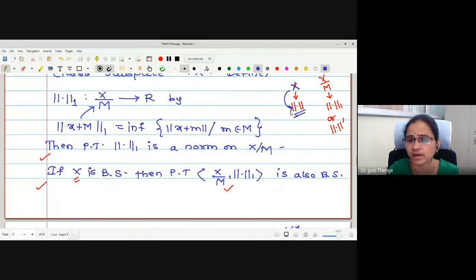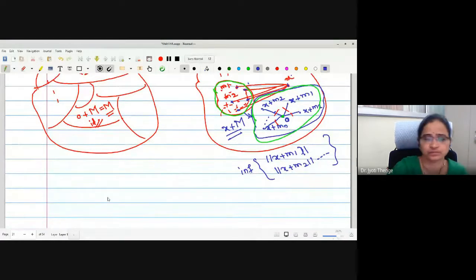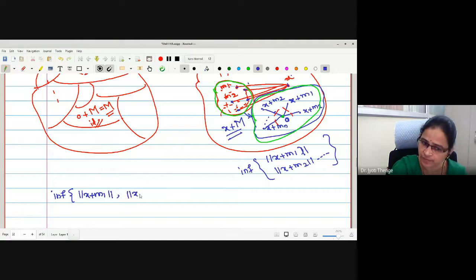Simple norm, right? Therefore we will find out the norm of every element, and whichever gives us the infimum, that will be the norm of the corresponding set.